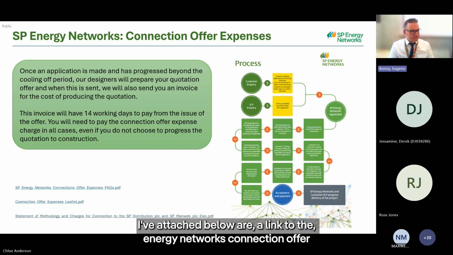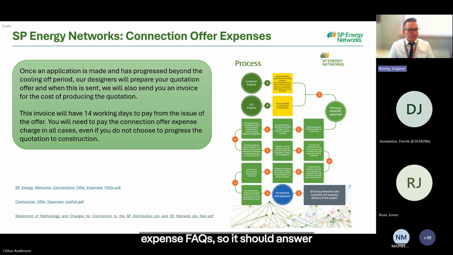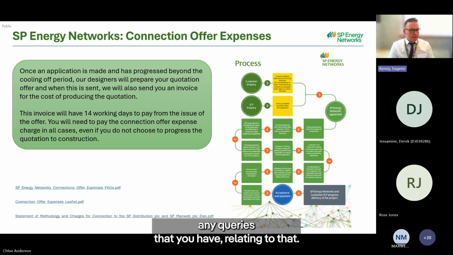So what I've attached below is a link to the Energy Networks connection offer expense with FAQs, so that it should answer any queries that you have relating to that.